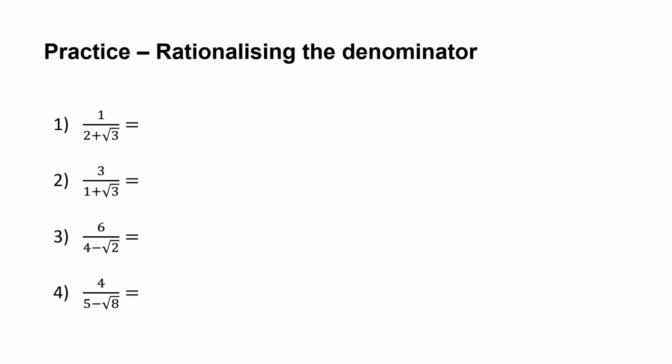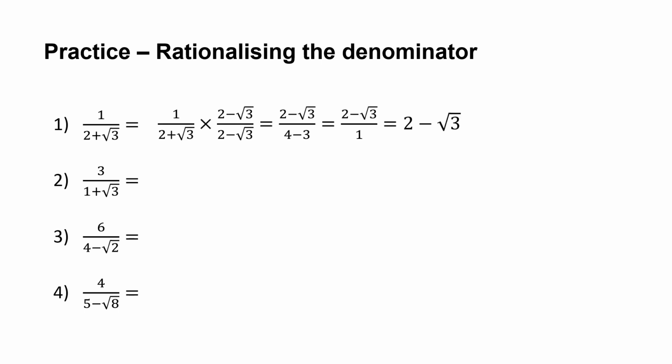So we have 1 divided by 2 plus root 3. So how are we going to do with this? Well, our denominator is 2 plus root 3. So what we're going to do is we're going to multiply top and bottom by 2 minus root 3. So I'll just put the answer up there. When we do this, we get 2 minus root 3, and then on the bottom we get 4 minus 3. Simplified, this is 2 minus root 3 over 1, which is 2 minus root 3.